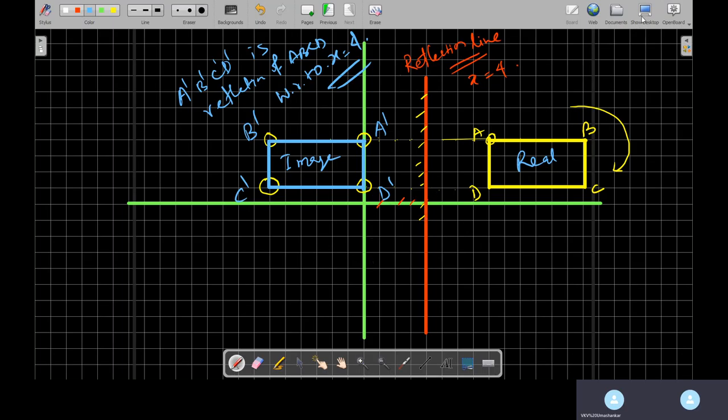Okay, let's do some examples. I'm going to give some work as an example on reflection, and you will work on it. Okay.